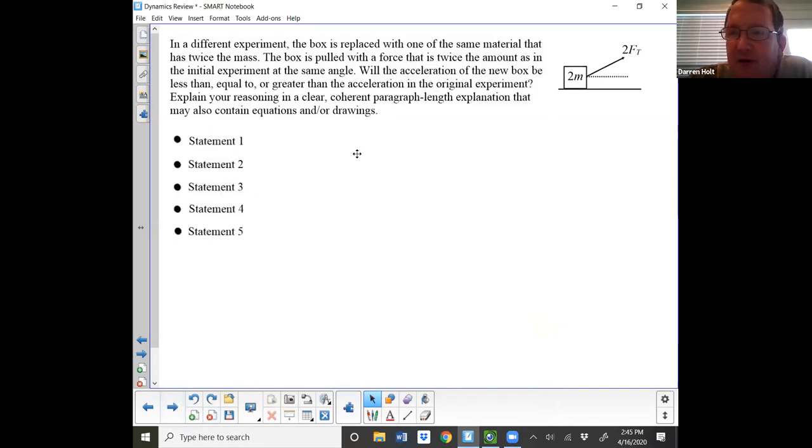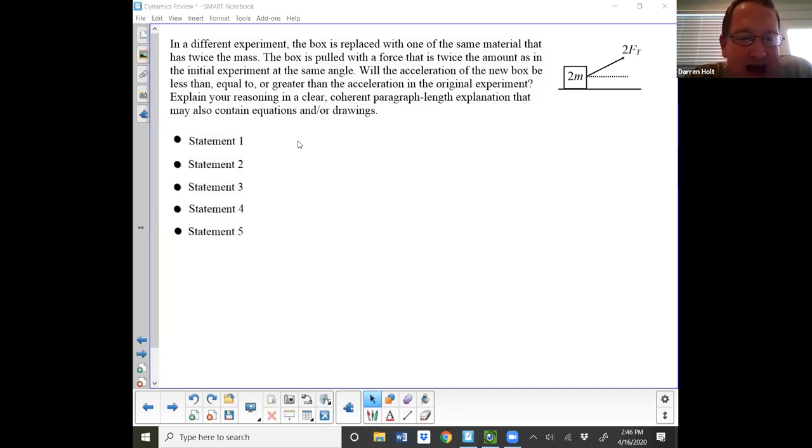So here's our picture. It says, now explain using a coherent paragraph length explanation that contains equations or drawings, right? Anyone have any ideas? Let's see what the chat's got. I like your hints, Lou.